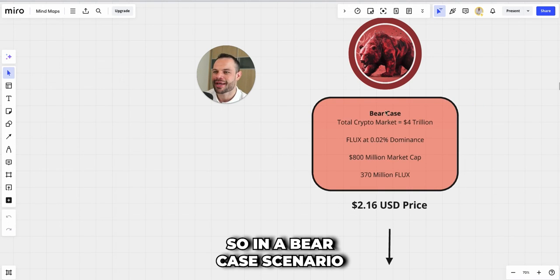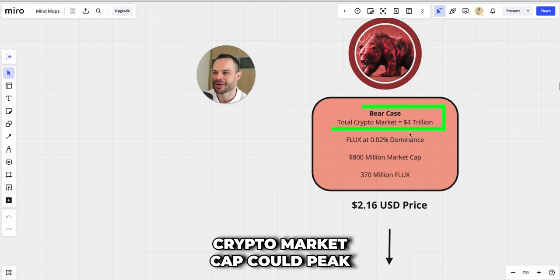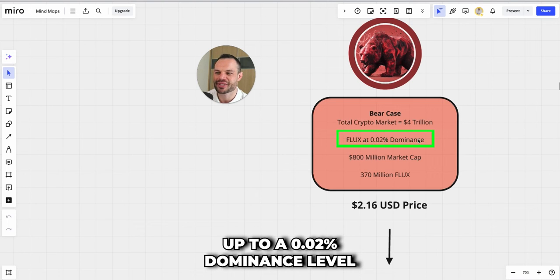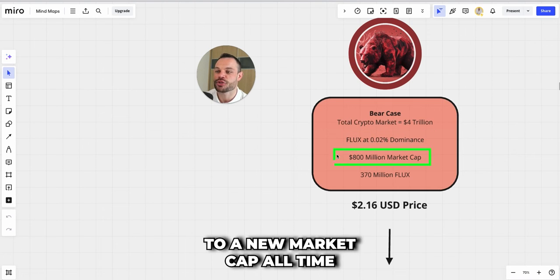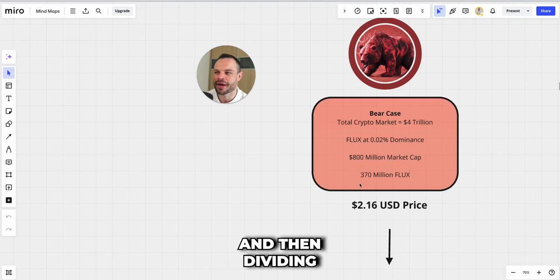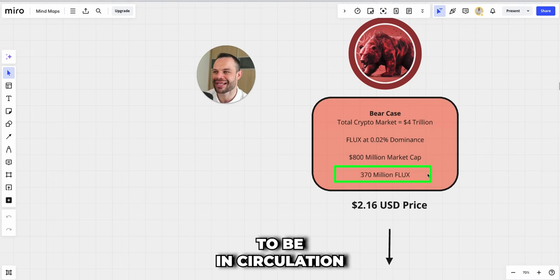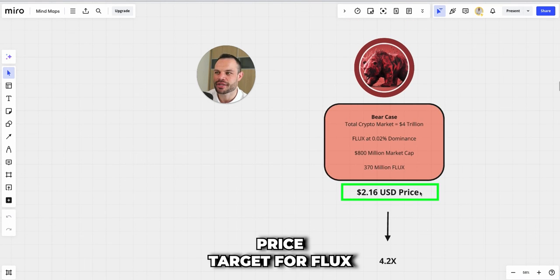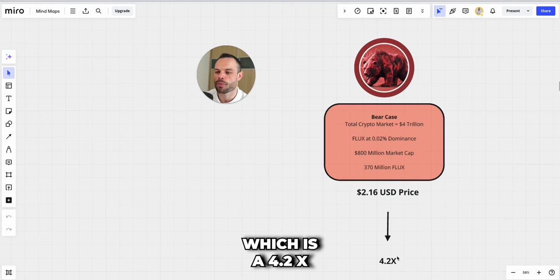So in a bear case scenario, what we're saying is the total crypto market cap could peak around $4 trillion if Flux can get back up to a 0.02% dominance level. That would get us up to a new market cap all-time high around $800 million. And then dividing that by 370 million Flux tokens, which we estimate to be in circulation by the middle to end of 2025, gives us a $2.16 price target for Flux, which is a 4.2x from today's prices.